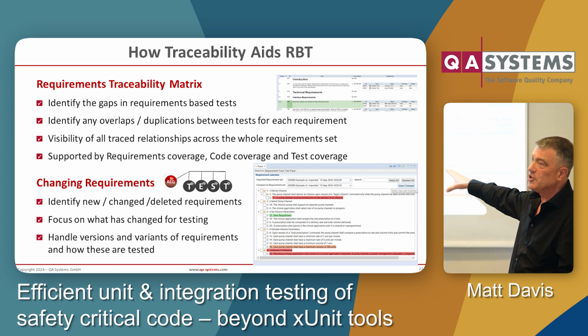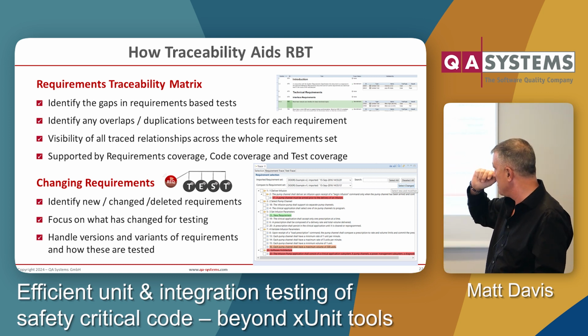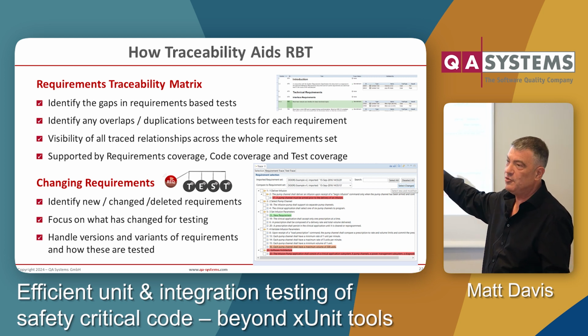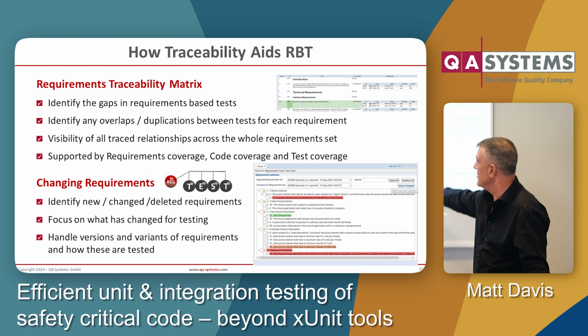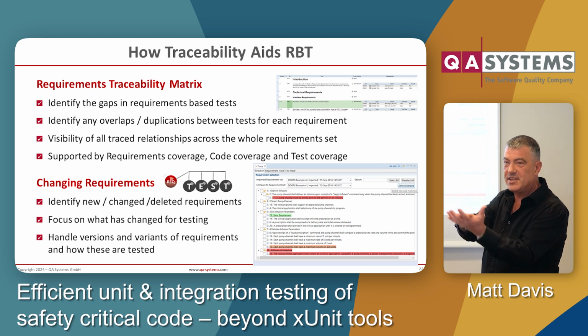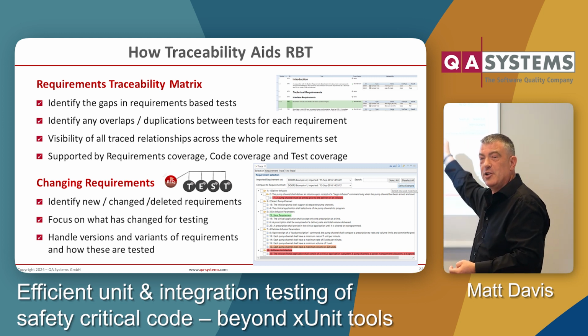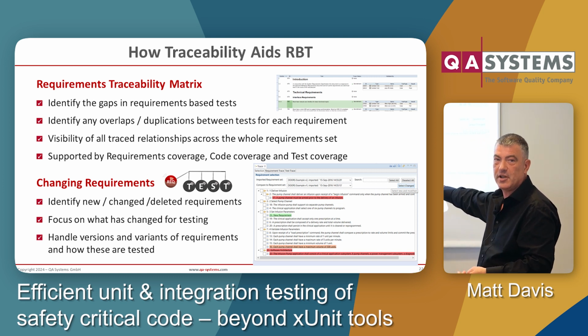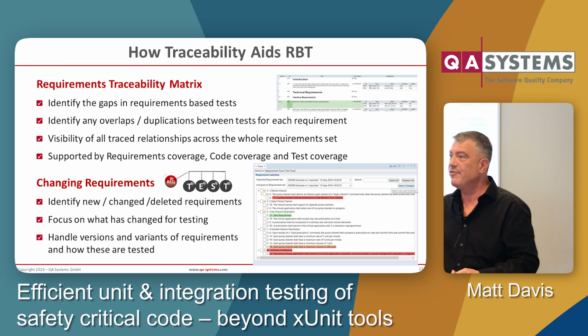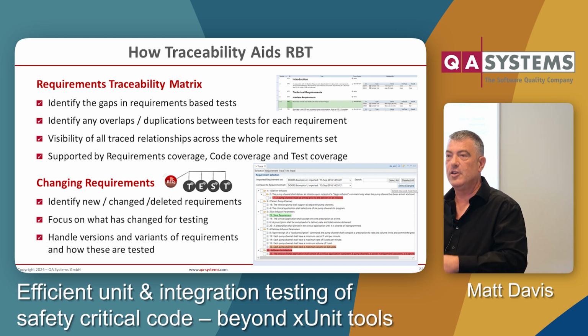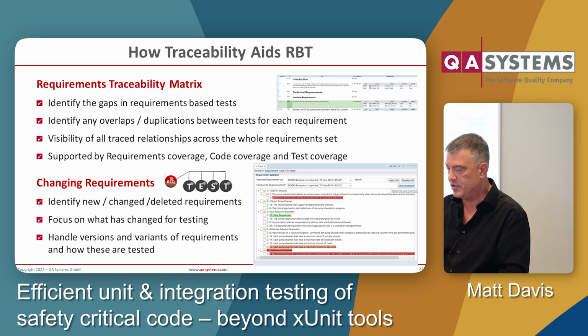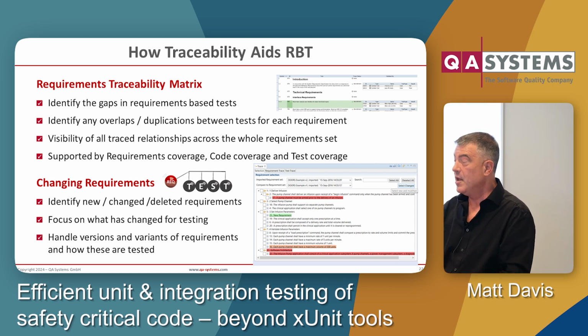So Cantata also, in its Cantata Trace capability, allows you to identify new, changed, and deleted requirements. As you can see here, there are special filters that allow you to say this set of requirements varies by what. The more data you have in the information you pass into Cantata, the more information it can present to you. So you can focus on what has changed for testing. You can handle versions and variants of requirements for traceability.